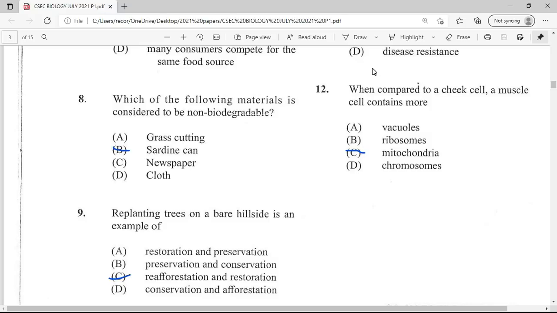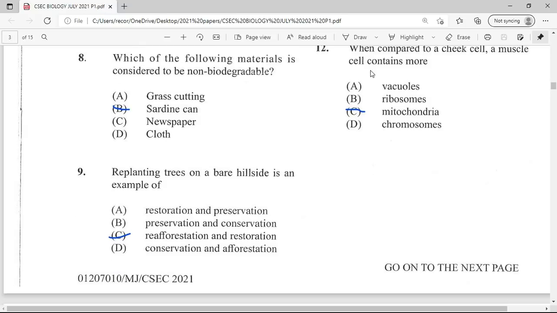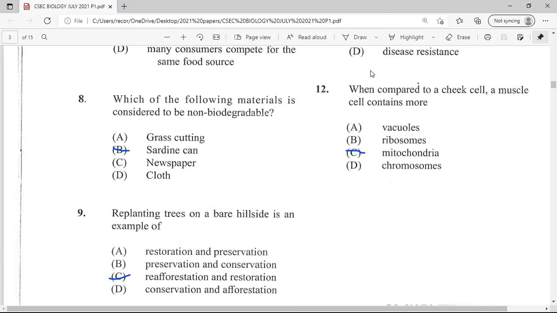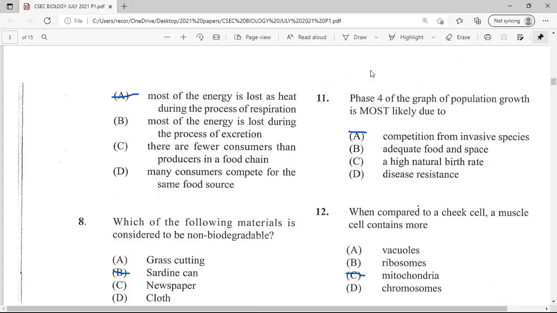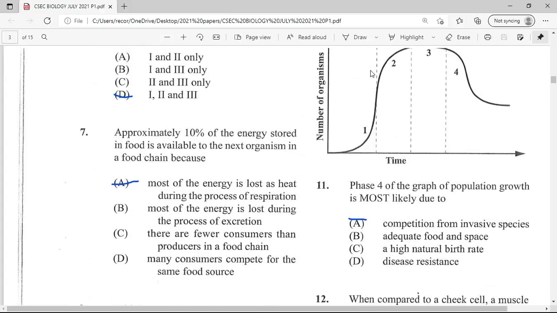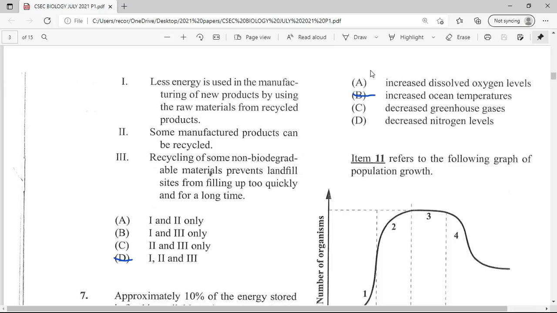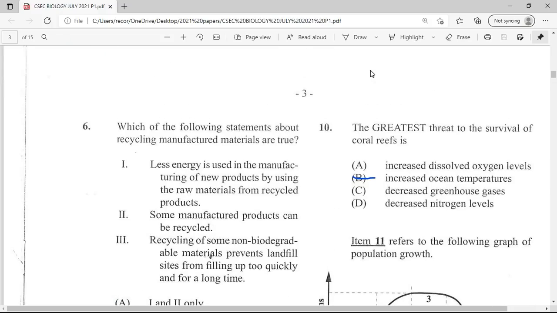Looking at replanting trees. Trees were there before, it is bare, and we're going to put back these trees in a bare land. So the most appropriate answer for me is going to be C for number 9. You can tell me what is your answer in the comment section below. Let's move on over to question number 10.